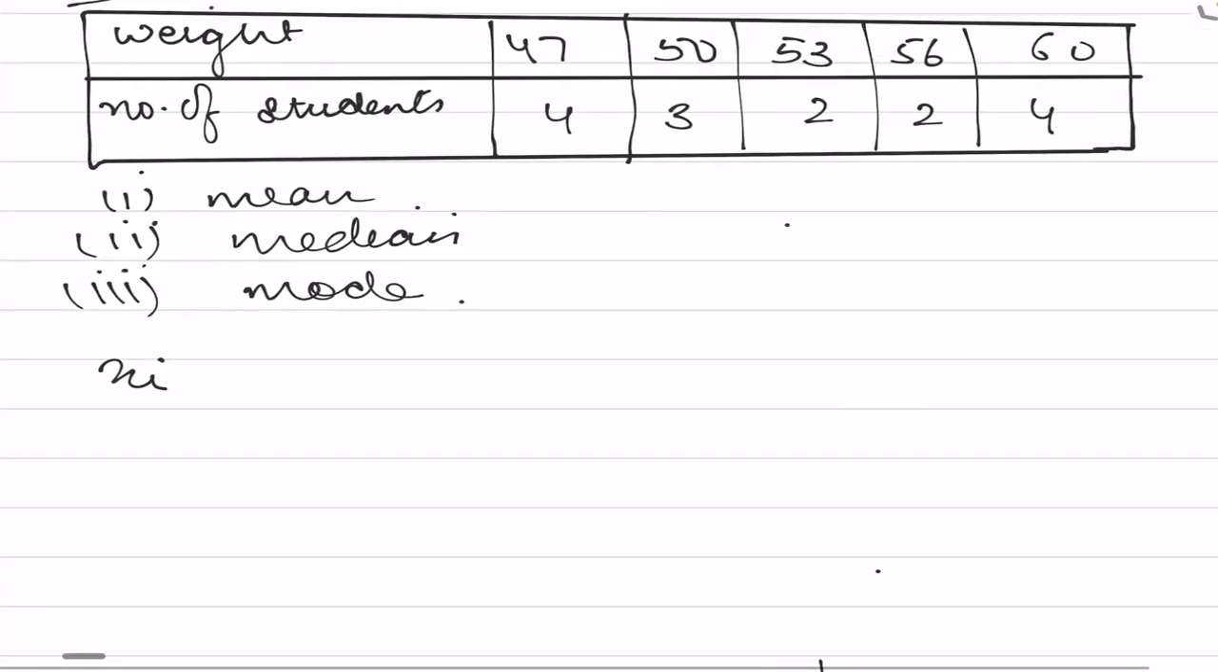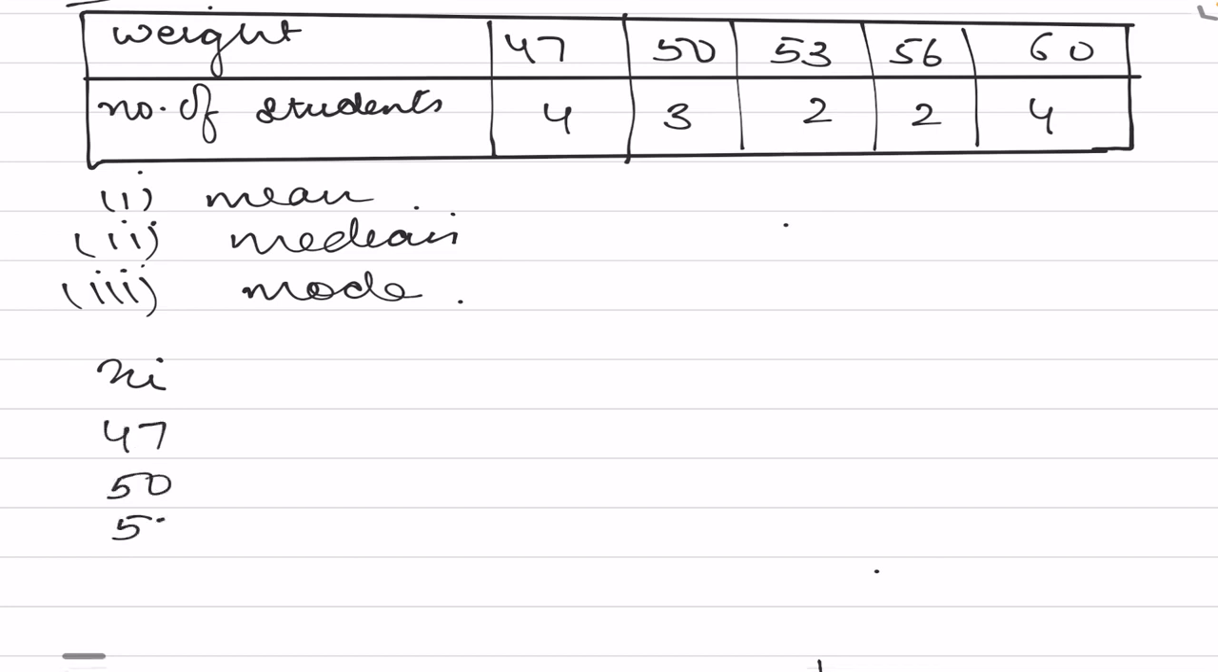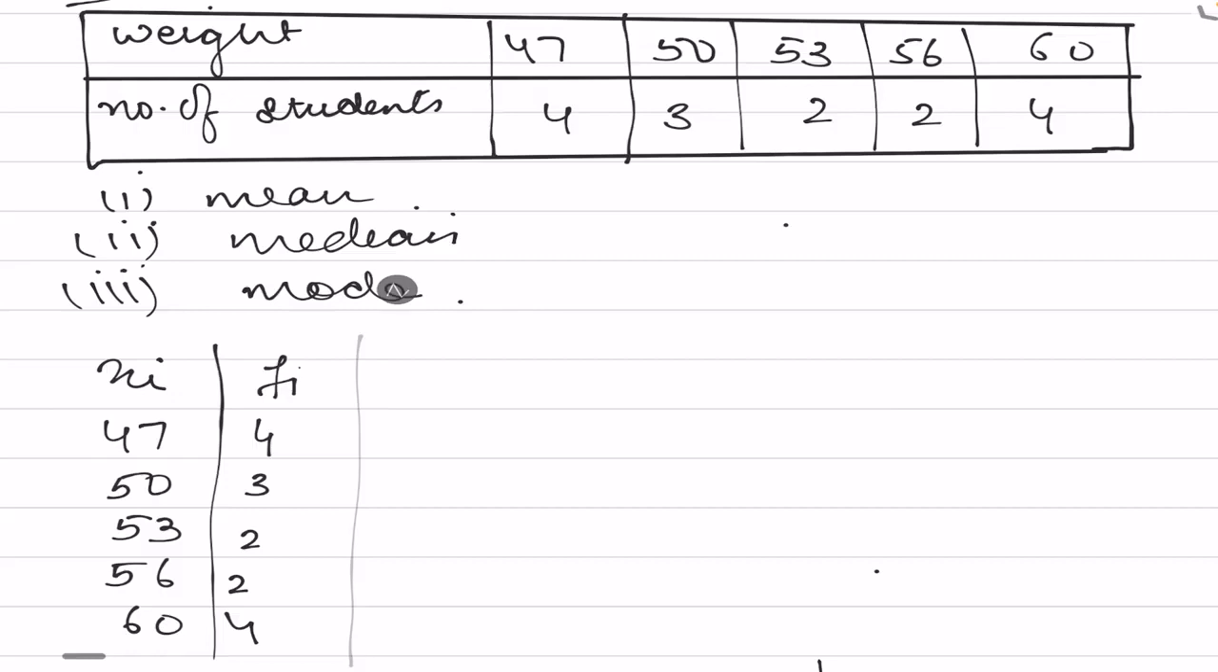First, xi will be the weight, that is 47, 50, 53, 56 and 60. Similarly, the frequencies are given 4, 3, 2, 2 and 4. For finding the mean, I am using the direct method. Again, the choice is yours. Either you can use shortcut, step deviation. It's all up to you. Step deviation is not applicable here because the gap between the values of xi is not the same. So I'm using the direct method.